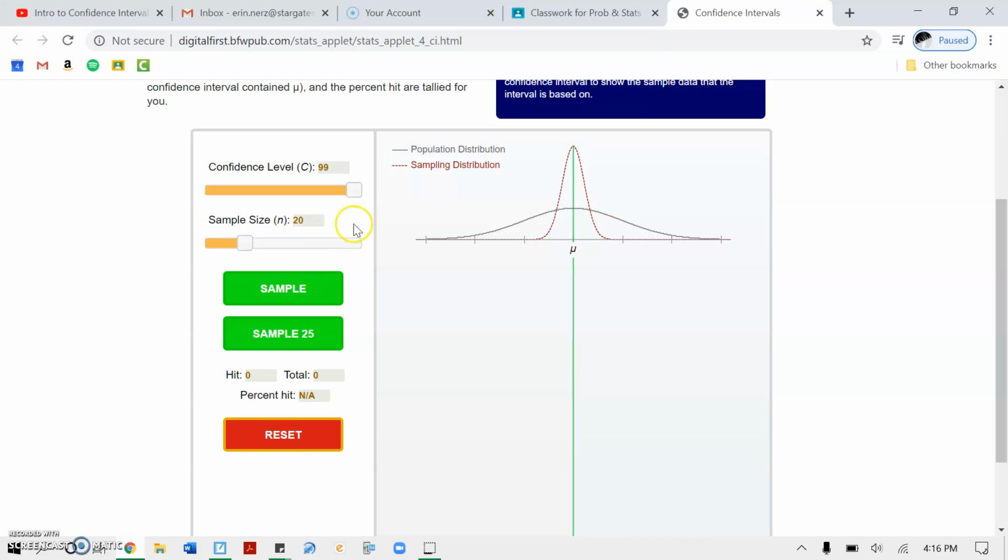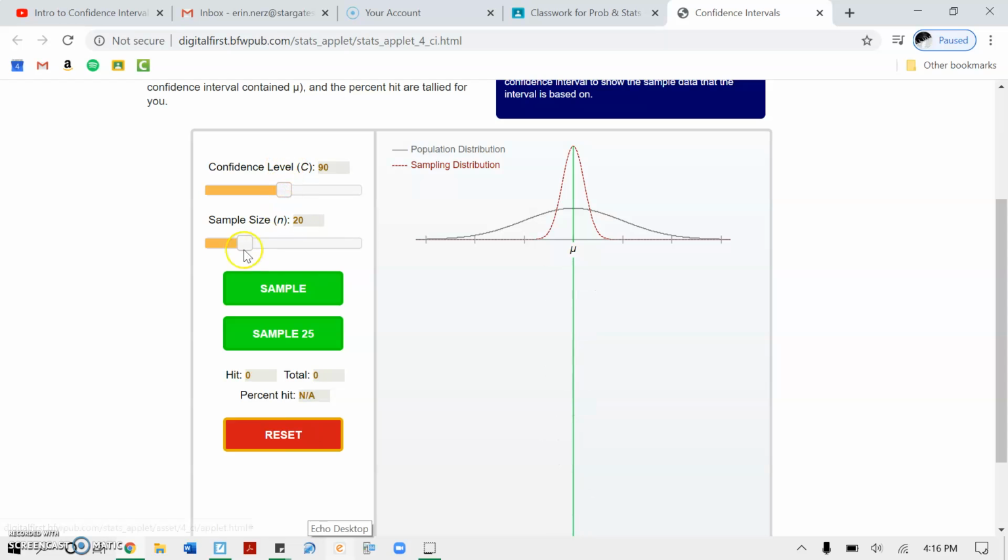Okay, so what if I hit reset and I go down to 90% and I hit a sample of 25? Now look at those lines. The margin of error on either side is much smaller. So if you're 90% confident, you can actually have a smaller interval that truly estimates the true mean, right? So you're kind of trading off.